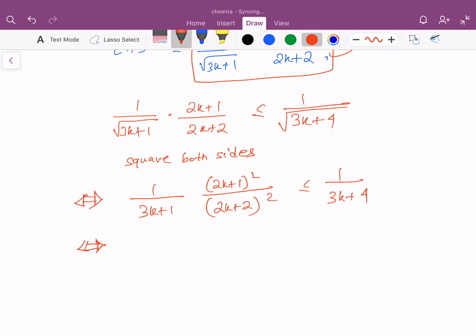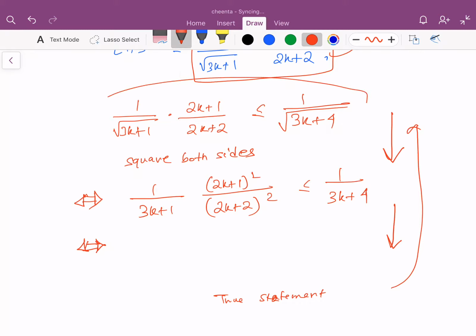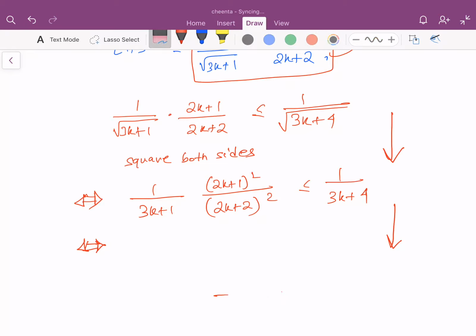All these steps are if and only if steps. That is, basically as we are coming down, after we end up in a true statement somewhere down the line, we should be able to go up from that true statement and trace it back to the original inequality that we want to show. So anyway, let's proceed. This is just brute calculation, nothing else.